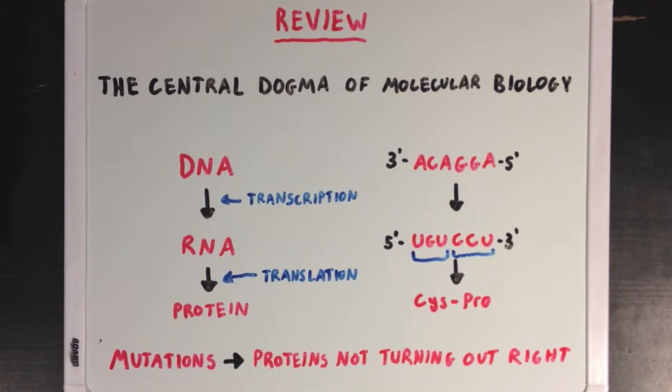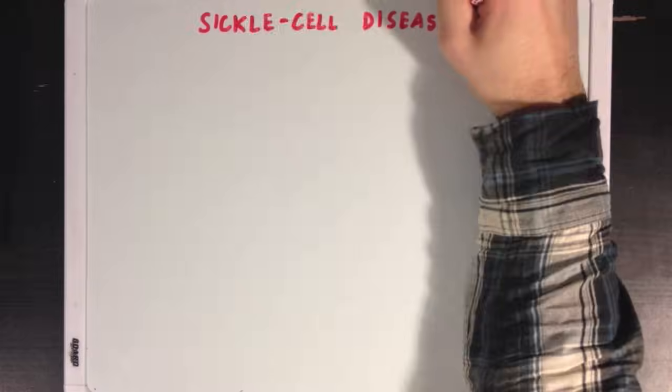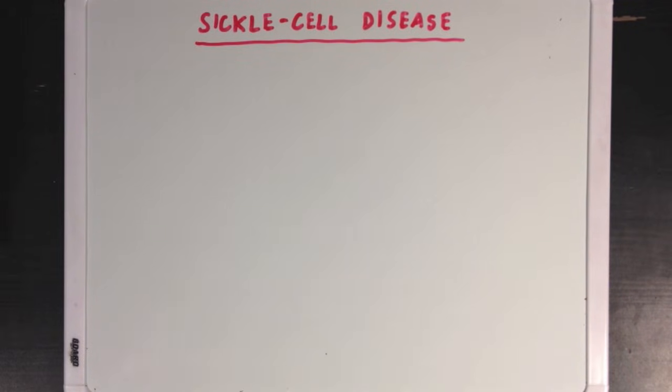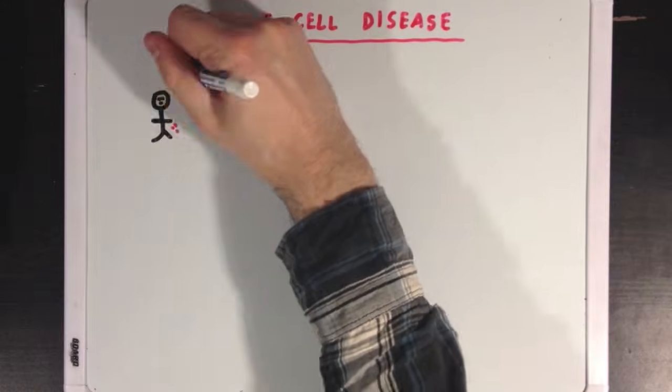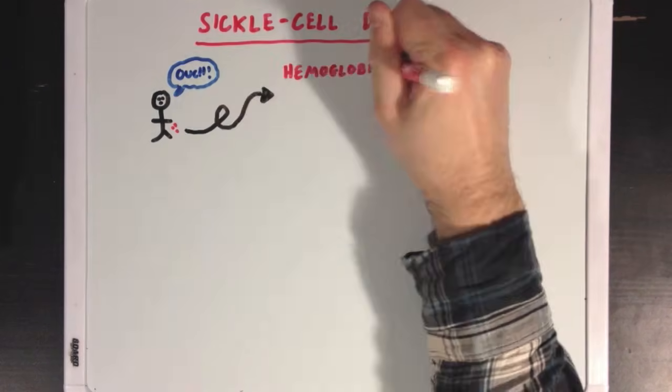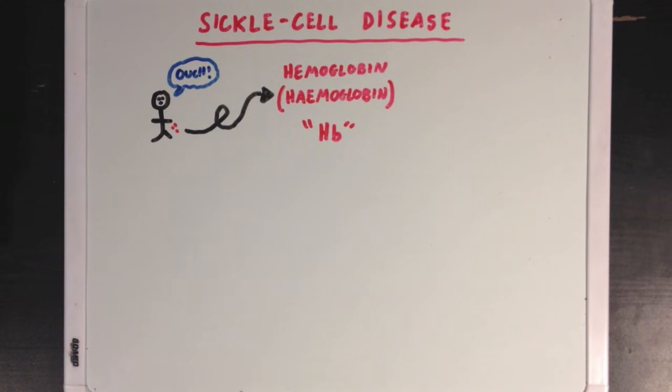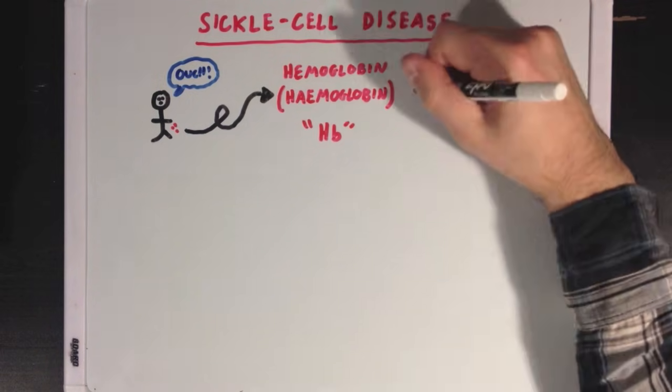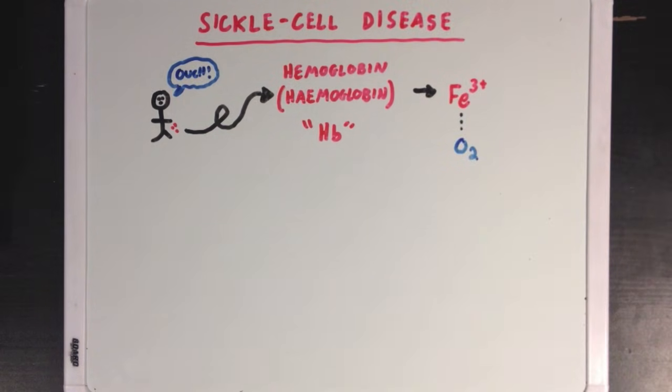So I'm going to give a quick shout out to sickle cell disease, which is an example of a disease that's caused by a genetic mutation. So you may remember that there is a protein in red blood cells called hemoglobin, which we can also call HB. And hemoglobin is a protein that coordinates to iron ions in order to hold on to oxygen molecules and transport them throughout the body.